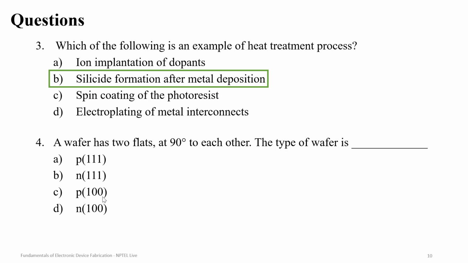They have two flats. So in these silicon wafers, when you're using them for research and so on, there is no mark, nothing can be written on top whether it is a P111 or N111 and so on. So it just has a part of it cut at a particular angle so that we can identify the crystallographic plane and whether it's a p-type wafer or an n-type wafer. So for that identification, we create flats where a portion is cut off. So if a wafer has two flats at 90 degrees to each other, the type of wafer is dash.